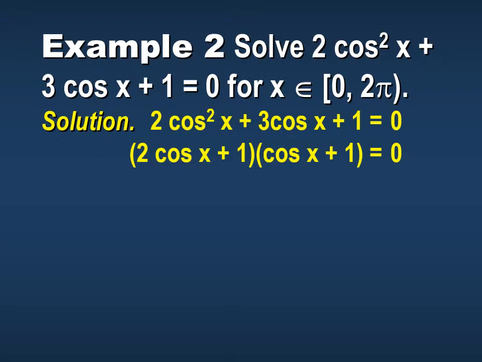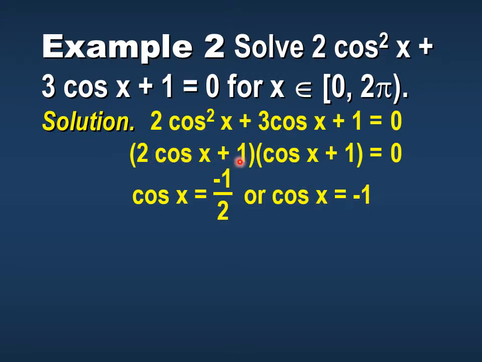I factored that. Now that I have it set equal to 0, there's a property that says that if 2 factors multiplied together equal 0, that means that one of those factors is equal to 0. So that means that this factor, 2 cosine x plus 1, is equal to 0, or cosine x plus 1 equals 0. So I've solved both of those, and I end up with cosine x equals negative 1/2, and I also get cosine x is equal to negative 1.